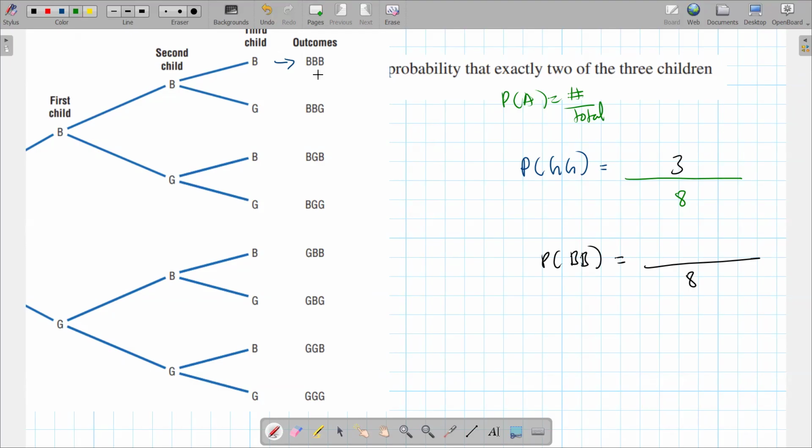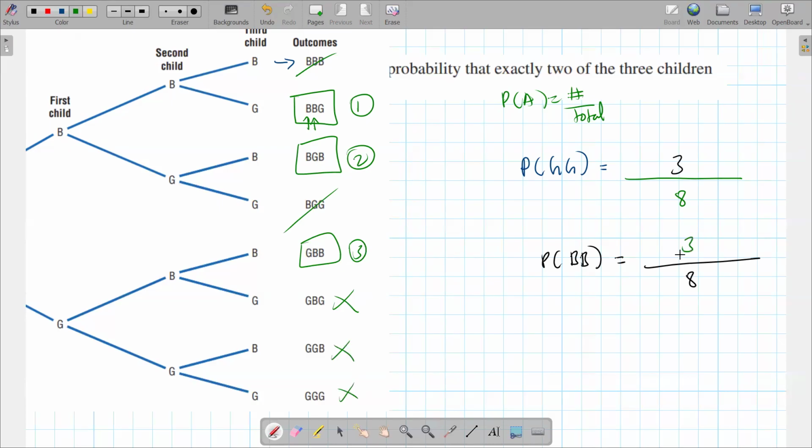So we're looking for exactly two boys. Let's look at the first outcome. BBB, is that in or out when we're looking for exactly two boys? That's out. What about BBG? It's in, exactly two boys. So that's our first. BGB, it's in. BGG, it's out. GBB, it's in. So that's three. This one's out, this one's out, this one's out. So the answer is still 3/8.